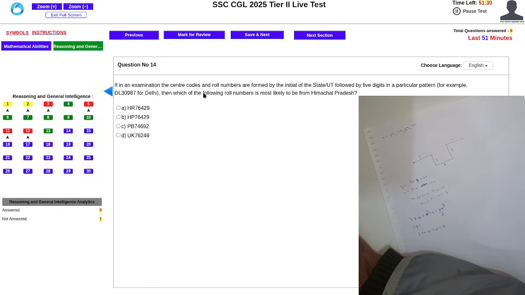If in an examination the center codes and roll numbers are found by the initial of the state, then for vocabulary in particular it is better. For example, most likely HP.